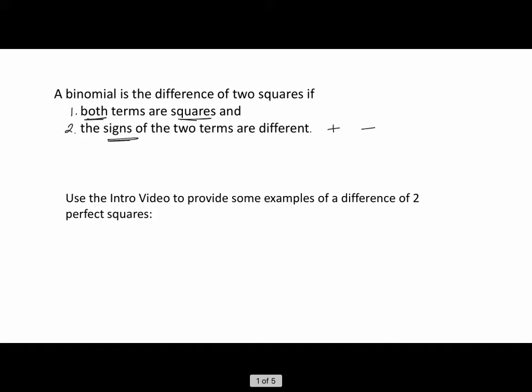And if you use the intro video, you can provide some examples of a difference of two perfect squares. There were lots of examples of squares there. How about z squared minus 36? How about 64 minus t to the fourth? These are just some examples of a difference of two perfect squares.